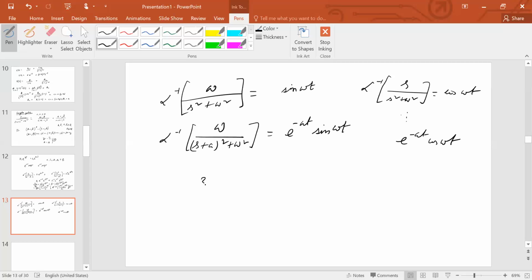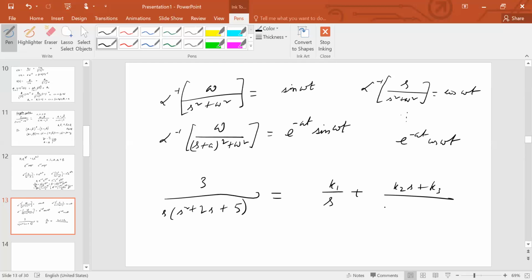So let's say you have something like 3 over s into (s square plus 2s plus 5). What if we retain this as, of course this will be the real one, k1 over s plus (k2 s plus k3) upon (s square plus 2s plus 5)? What will happen?